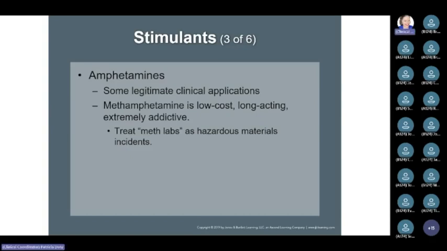Amphetamines. Now, there are some legitimate clinical applications. There are derivatives of that. Of course, we have methamphetamine, and there are some other ones. You have MDMA, ecstasy, a whole bunch of them that are illegal, right? But then there are some legitimate ones, and what Lindsay said, Adderall is one.